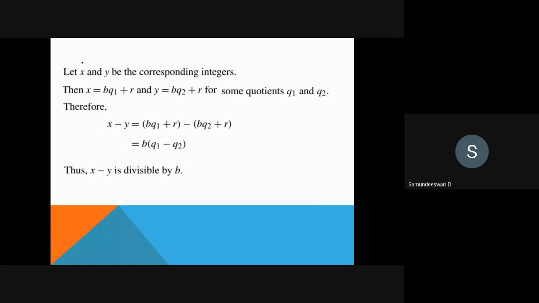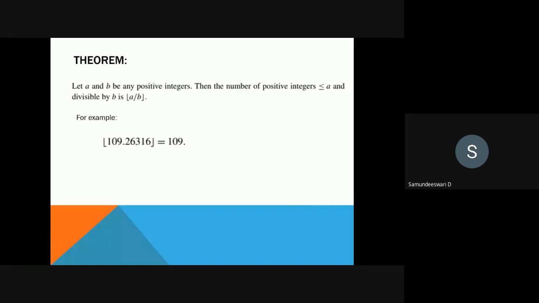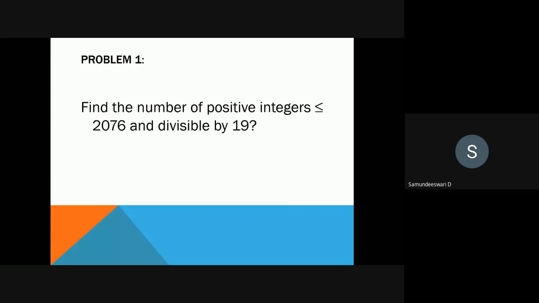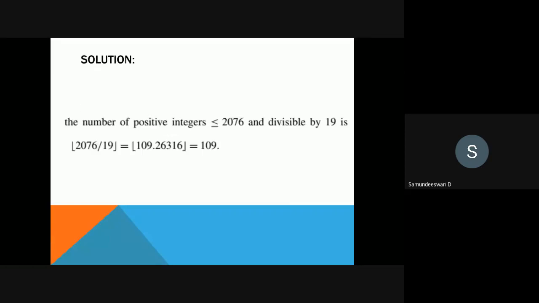Then we studied one theorem, that is a result: let a and b be any positive integers, then the number of positive integers less than or equal to a and divisible by b is the floor function of a divided by b. This is one of the most important results. So we saw some problems. The first problem is a direct application of the result.